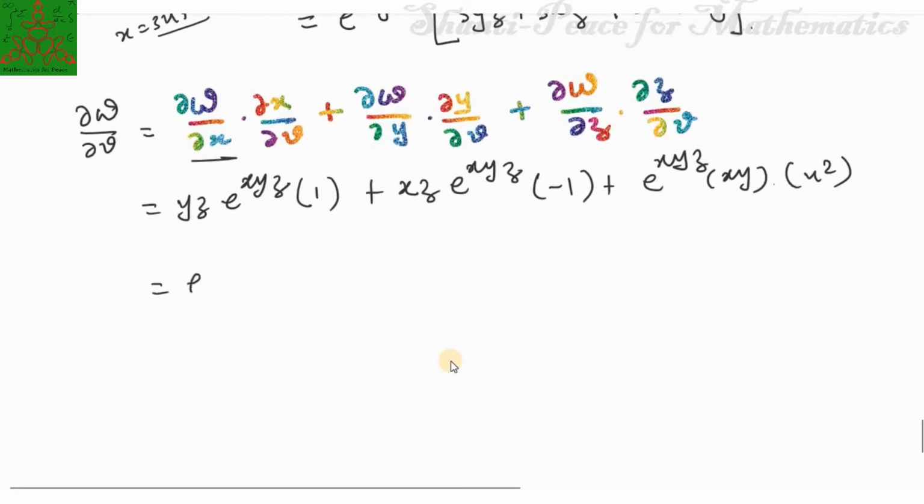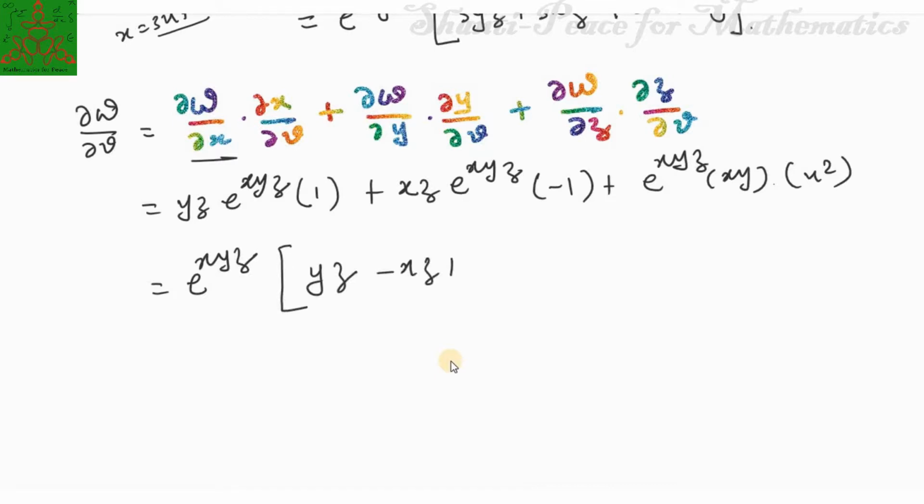And you just take this e power xyz common. Finally you will have yz minus xz plus xy u. That's the answer for this. Now we'll have the next example.